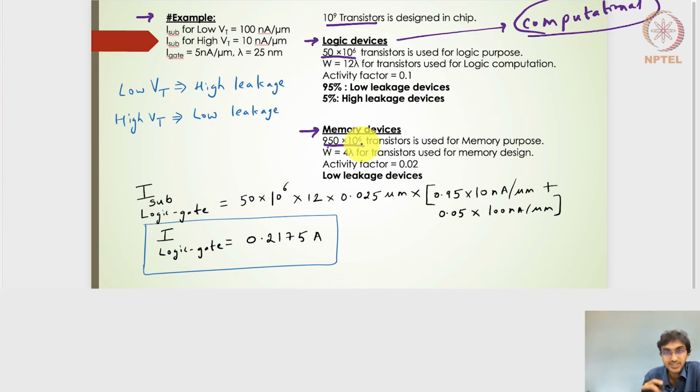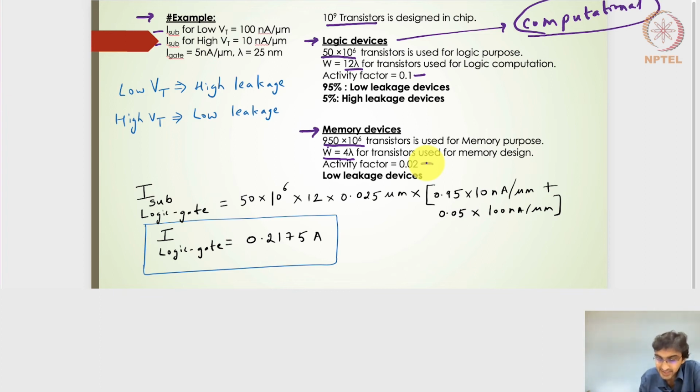The width that is being designed for the transistors is 12 lambda for the logic purpose. A width of 4 lambda is being used for the memory design. And this width is useful while we're estimating the currents, so I'll come to that particular current. The activity factors of 0.1 and 0.02 are given, although if you are trying to evaluate the static power, the activity factor doesn't have any role. The activity factor is useful only for estimating the dynamic or switching power, not the static power.